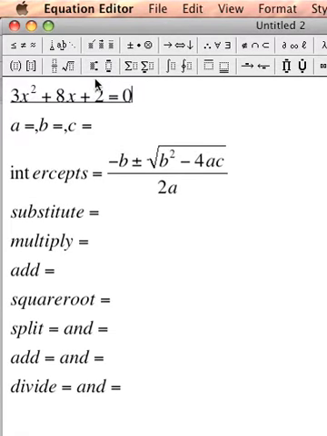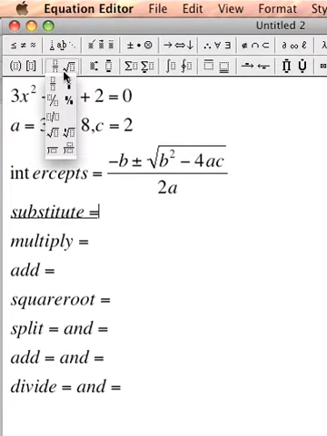Now, in the third quadratic video, I wanted to show you what happens when you get a square root in your answer. So, in this case, I'm starting with 3x squared plus 8x plus 2 equals 0. Now, a is equal to 3 because it's 3x squared. b is equal to 8 because it's 8x, the variable. And c is equal to 2 because that's your constant.